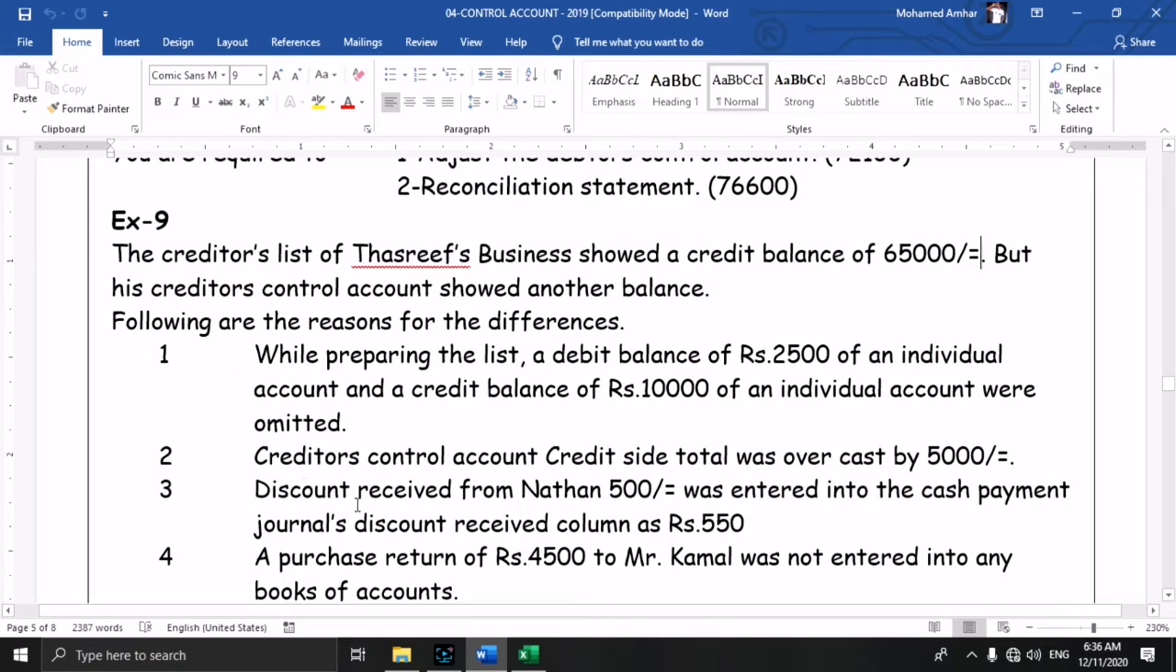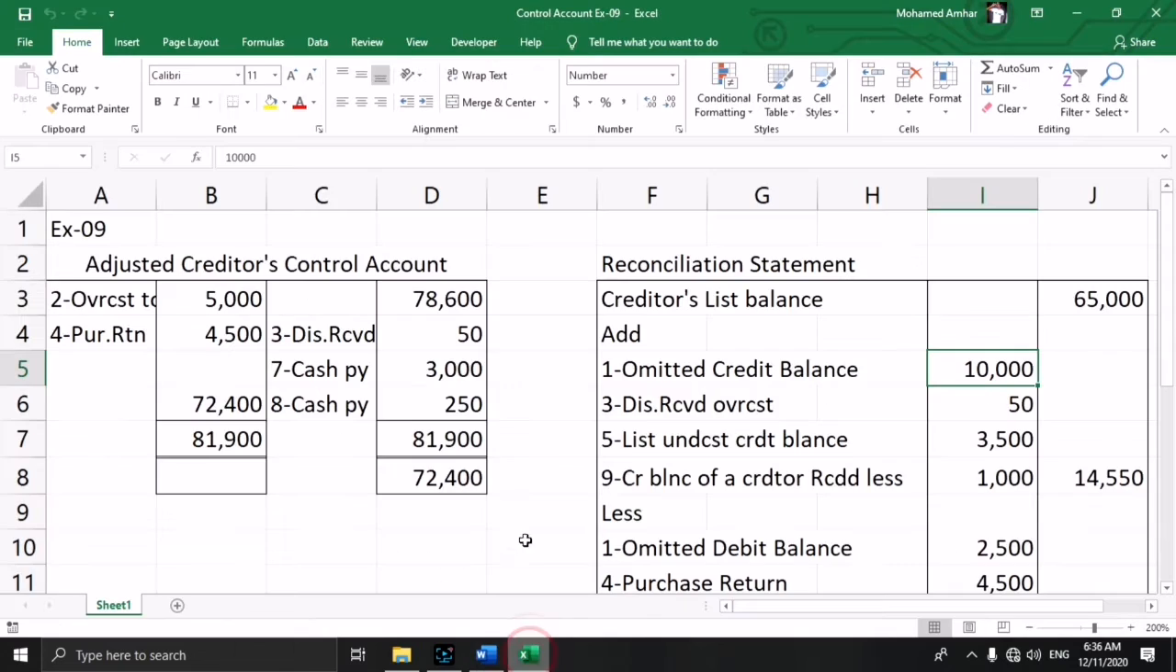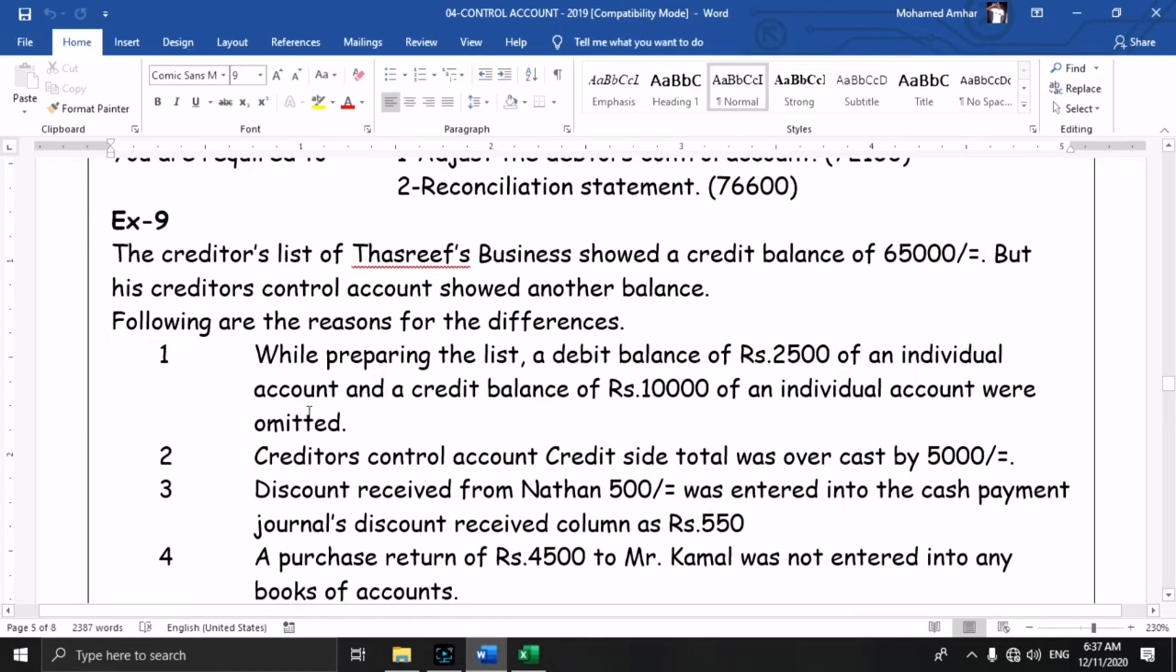Next, creditors control account credit side total was overcast by 5,000. If the creditors control account credit side is overcast, to adjust that, you have to debit 5,000 in the adjusted creditors control account.